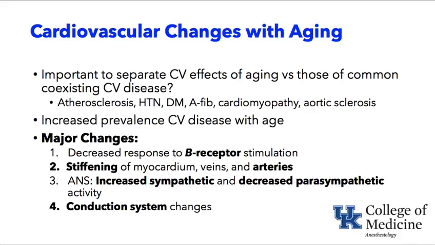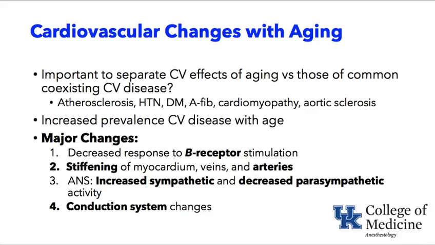The first is there's a decreased response to beta receptor stimulation. So if you give a beta receptor agonist to an elderly patient, you don't expect to get the same response of, for example, increase in cardiac output to the same dose. The myocardium gets stiff, so diastolic dysfunction, the veins get stiff, and the arteries especially get stiff, with the vascular resistance going up, the afterload going up, and systolic hypertension frequently occurring.